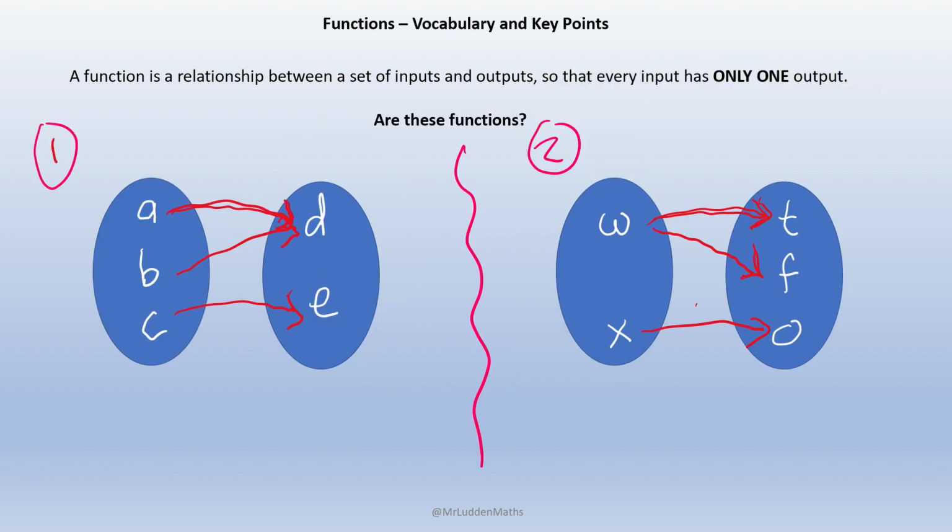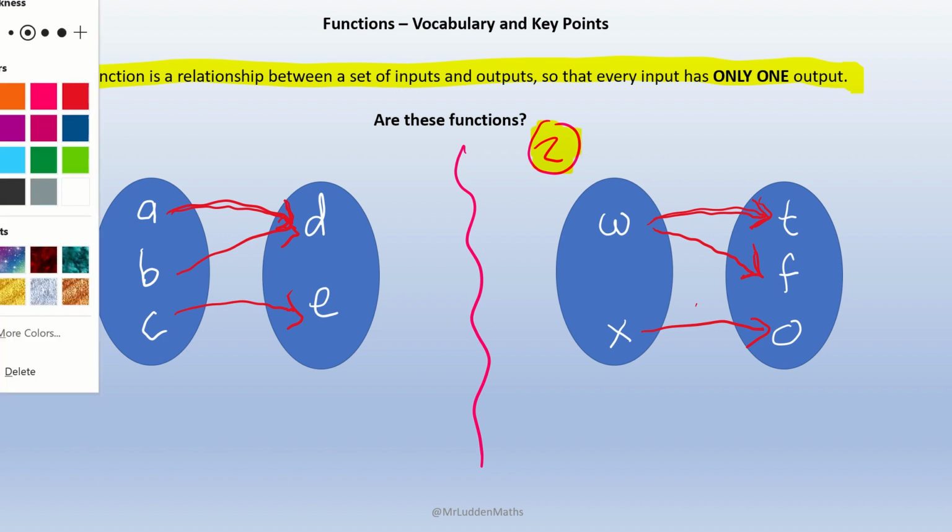These are my 2 scenarios. In my first one here, I have A, B, and C in my inputs, and I have D and E in my outputs. And in my second one, I have W and X in my inputs, and I have T, F, and O in my outputs. So we'll look at our first one first, and I've written out my definition just up here again. We have to decide, are these functions or are they not?